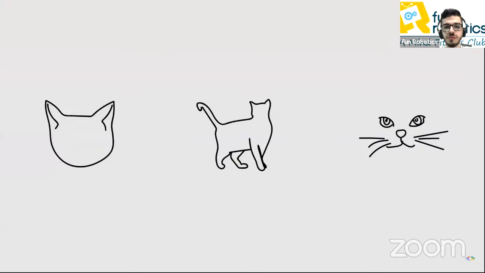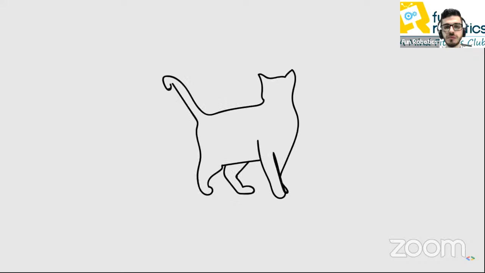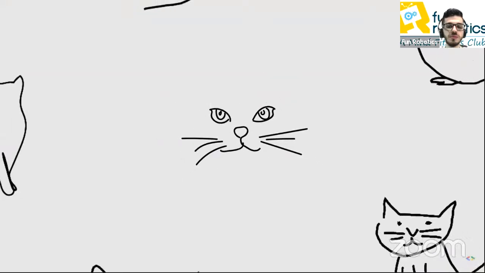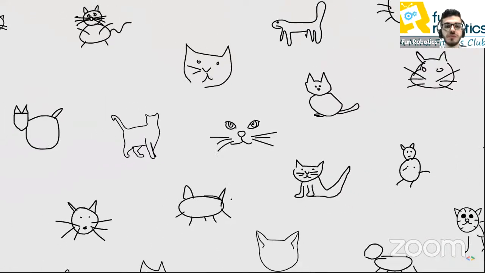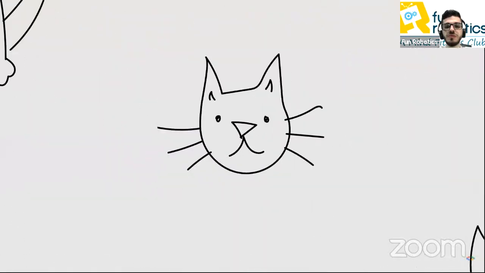Training is a big part of how the computer can guess your drawings correctly. As people, it's easy for us to look at these three drawings and know they're all cats, but to a computer, they're very different. One is just a head, one has a full body, and one is just facial features. To get the computer to understand, you have to show it a lot of cat doodles. And then it starts to see patterns, like that almost all doodles of cats have pointy ears, a small nose, and whiskers.